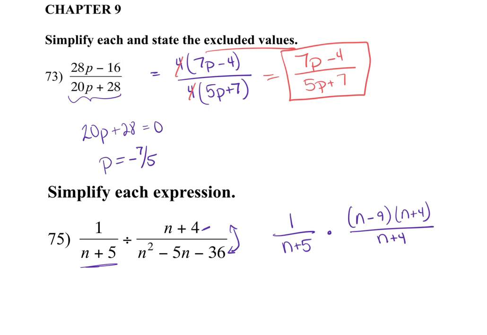It is now multiplication. And once you have factored, you can cancel any top to any bottom, so up and down or diagonal. In this case, my 1 will not cancel with anything. My n minus 9 will not cancel with anything. My n plus 4 will cancel. My n plus 5 will not cancel with anything. So on the top, I have 1 times n minus 9. And on the bottom, I just have n plus 5.